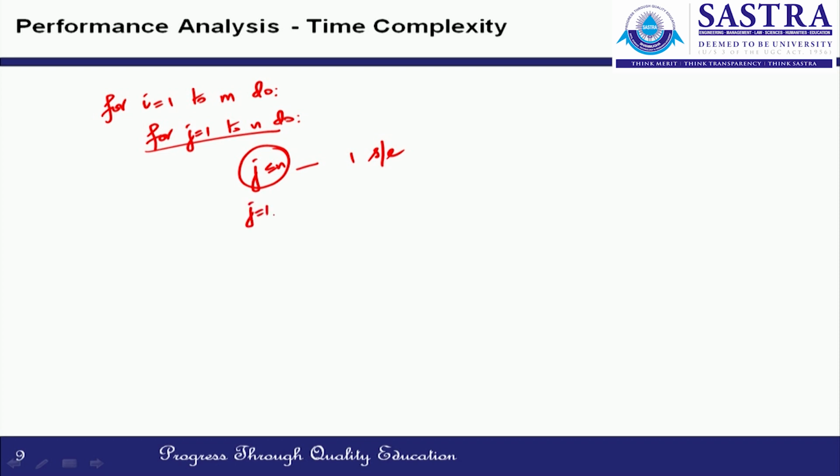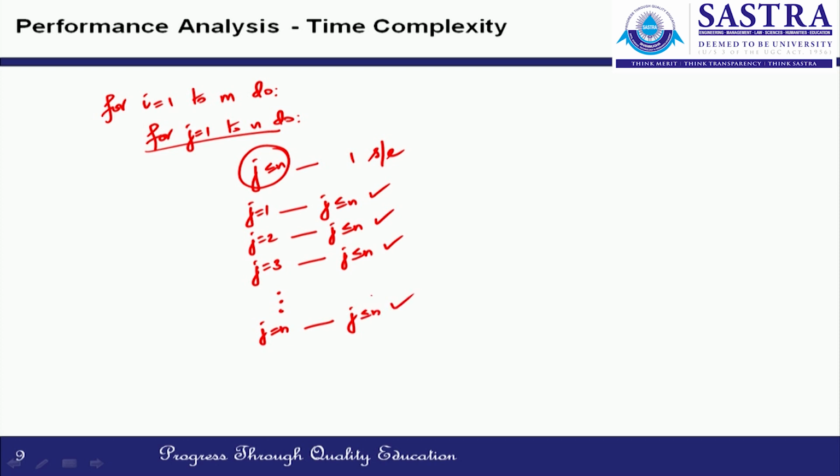How? When j is equal to 1, checking j less than or equal to n. j is equal to 2, j less than or equal to n, a check is done. j is equal to 3, j less than or equal to n is also to be tested, etc. When j becomes n, we need to check if j is less than or equal to n. When j becomes n plus 1, we should also check finally if j is less than or equal to n. So, checking if j less than or equal to n is one step per execution.